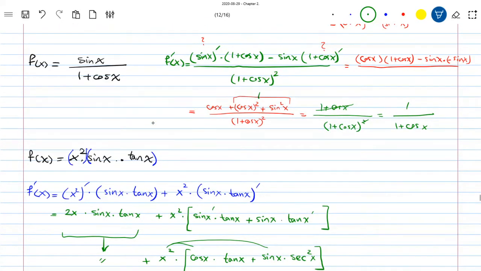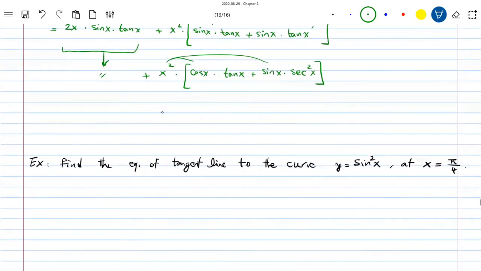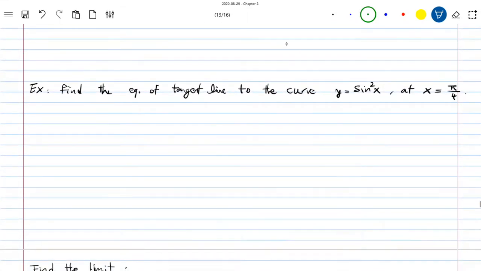Okay, so these are derivatives using sine and cosine, but here we didn't talk about the tangent line. How about the tangent line? Find the equation of a tangent line to this curve, y equal to sine squared x at x equal to pi over 4. Sine squared x is the same as, again, sine x squared. That's the same thing.